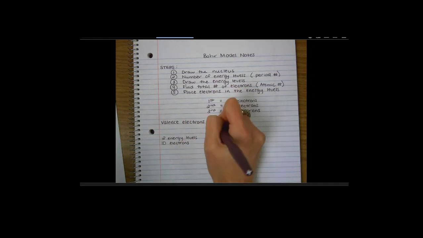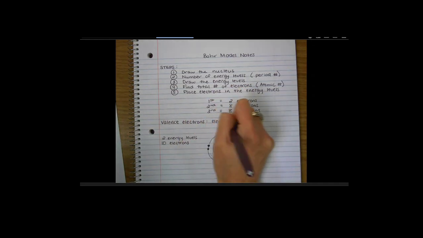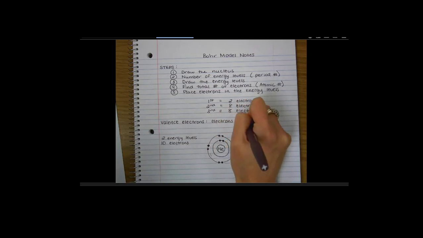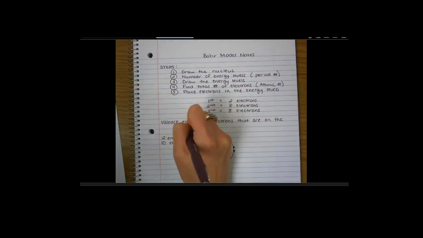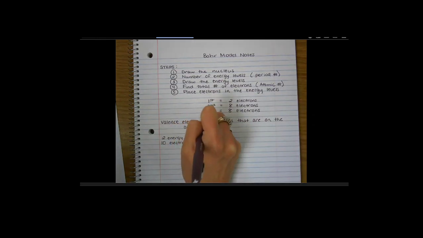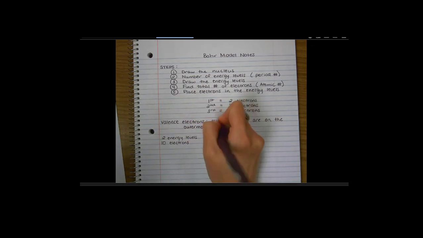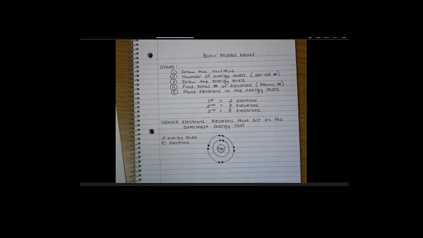Valence electrons are the electrons that are on the outermost energy level. So what you can see right here, this one for neon has 2 energy levels. Your valence electrons are the ones that are on the outside. So if we count, we have 1, 2, 3, 4, 5, 6, 7, 8 valence electrons.